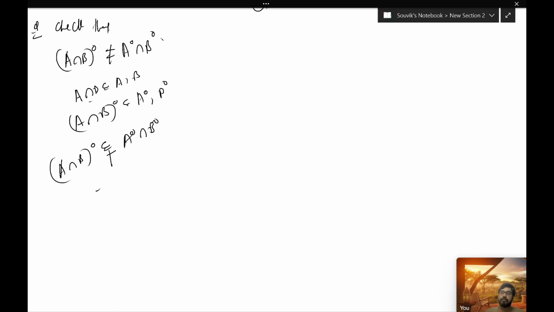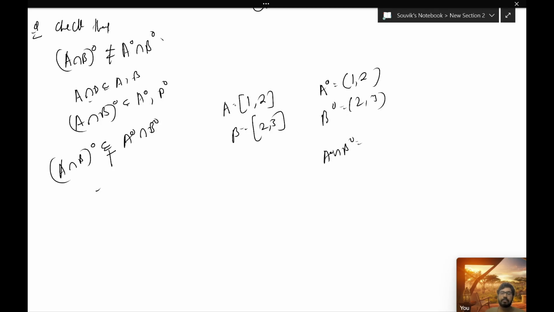consider this example. A is equal to the closed interval [1,2], B is equal to the closed interval [2,3]. So A interior is the open interval (1,2), B interior is the open interval (2,3). So A interior intersection B interior is empty. But what is A intersection B? It is the single point {2}, so the interior of A intersection B is... this is non-empty. So only one side holds. Okay.